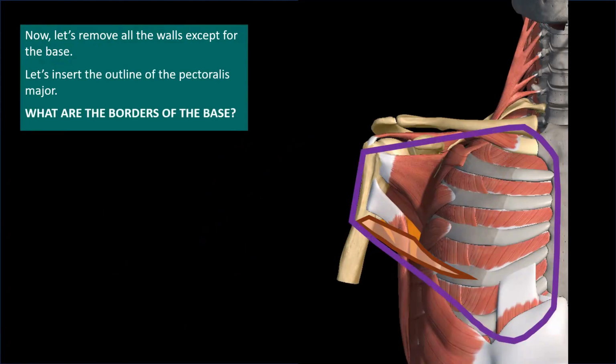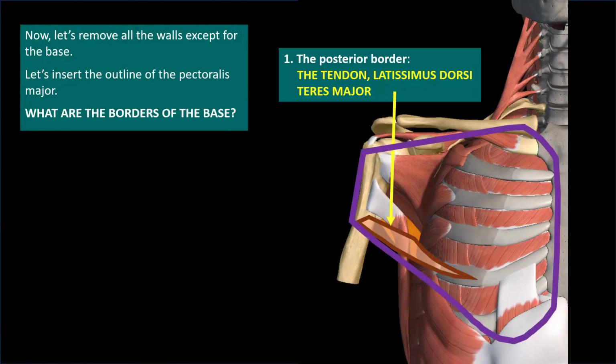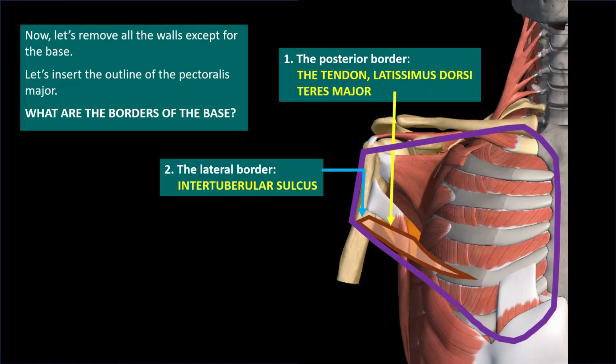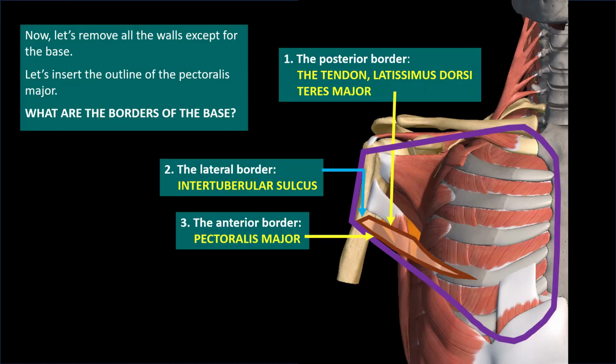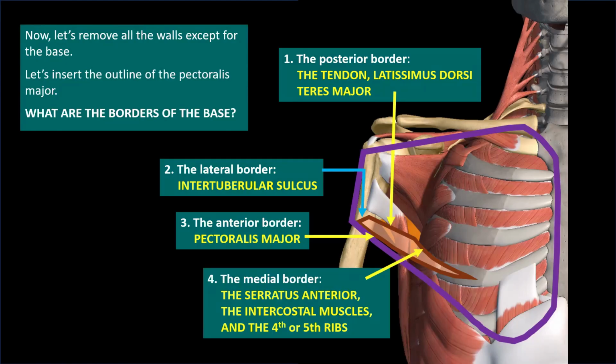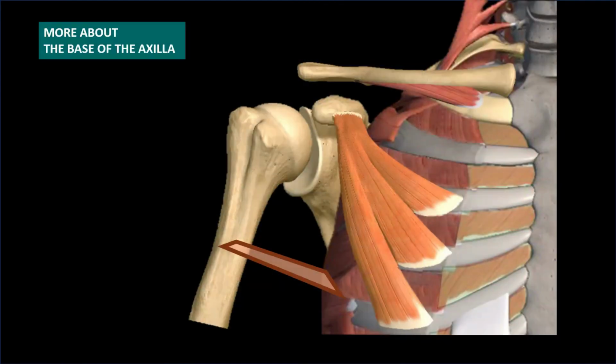What are the borders of the base? 1. The posterior border, tendon of the latissimus dorsi and teres major. 2. The lateral border, intertubercular sulcus. 3. The anterior border, pectoralis major. 4. The medial border, the serratus anterior, the intercostal muscles, and the fourth or fifth ribs.